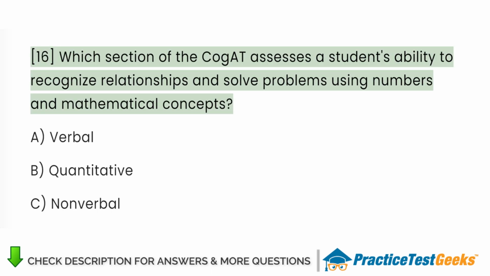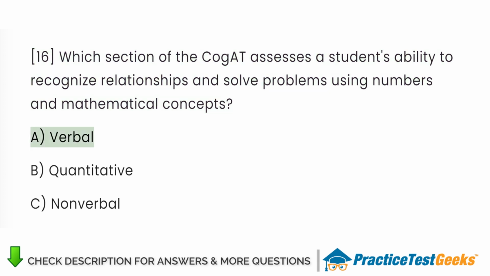Which section of the CogAT assesses a student's ability to recognize relationships and solve problems using numbers and mathematical concepts? A. Verbal. B. Quantitative. C. Nonverbal. D. Abstract.